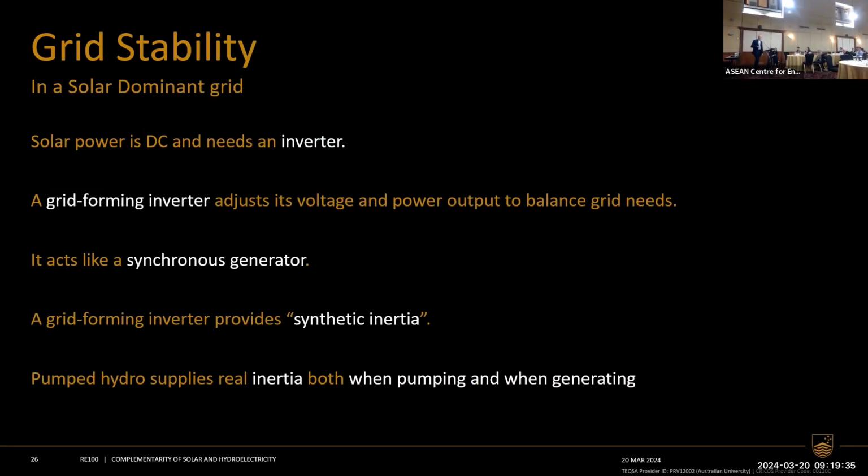In a solar-dominated grid, you need inverters. Solar power is DC, it needs to be AC. Grid-forming inverters adjust the voltage and the power output to stabilize the grid, stabilize the frequency, stabilize the voltage. It acts like a synchronous generator with synthetic inertia. Pumped hydro supplies real inertia. It has an actual motor, like a coal-fired power plant. These are also good for stability.